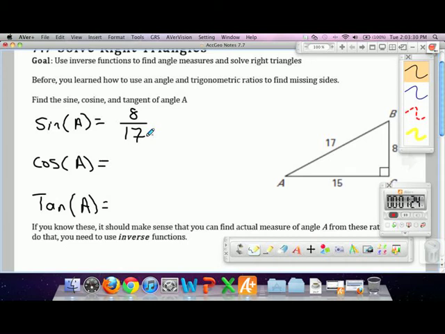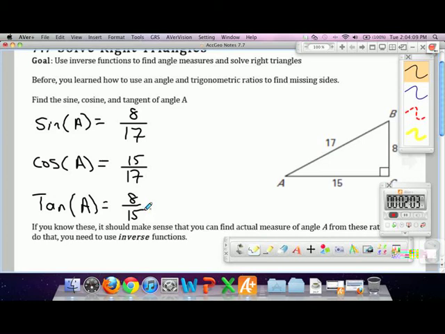Sine, in our mnemonic we had yesterday, SOHCAHTOA, sine is opposite over hypotenuse. So opposite over hypotenuse, 8 over 17. Cosine is the middle part of that mnemonic, which was CAH. Cosine is adjacent over hypotenuse. And tangent was the last one, TOA. Opposite over adjacent.